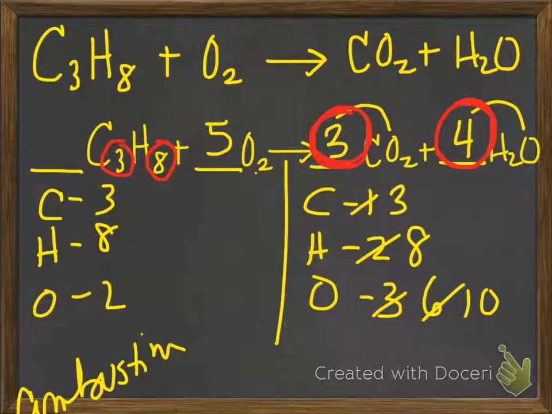At some point I'll have you balance all the combustion reactions for hydrocarbons from methane, which is a 1 carbon, up through decane, which is a 10 carbon hydrocarbon. This is for the straight chain hydrocarbons. It's different when we get into other stuff. Okay, questions on this? All right.